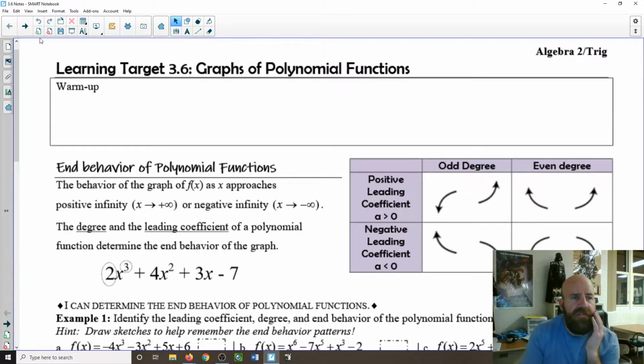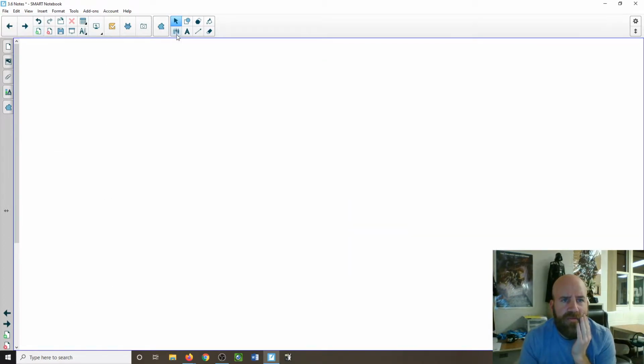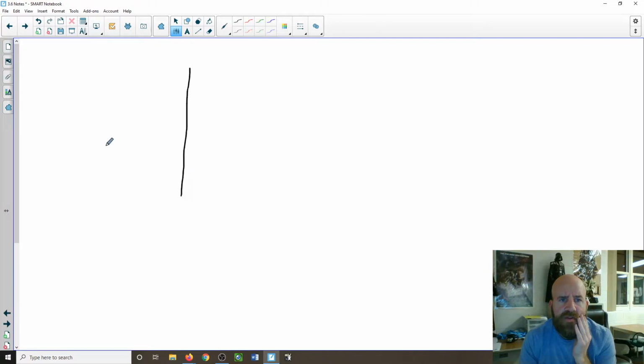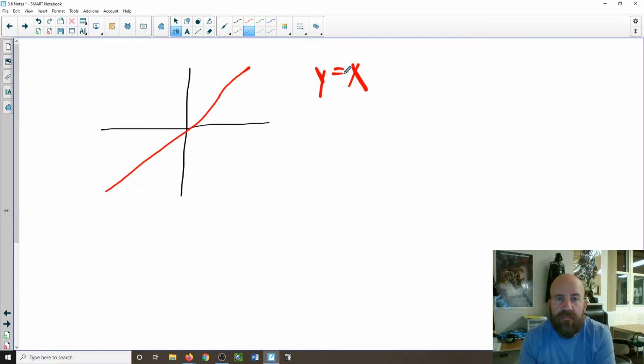To make it simpler, this is what I always tell people to think about. If you graph, let's say, y equals x, we know that is just a line going like this. That's a positive leading coefficient, so the right-hand side is going up to positive infinity. It's an odd power, so the ends are going opposite directions. One's going up, one's going down.